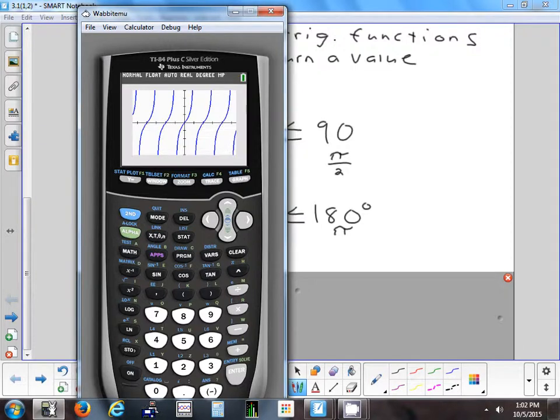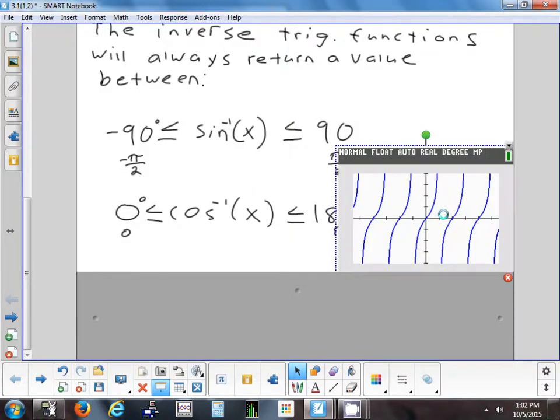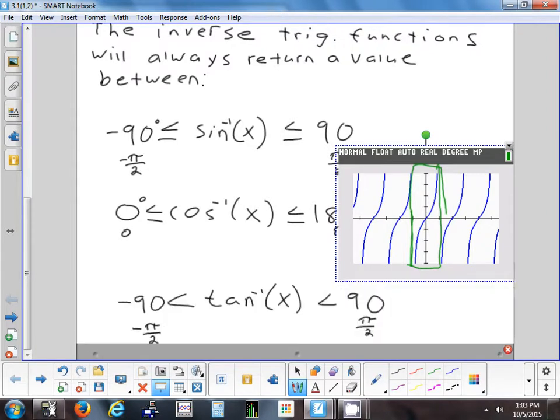But still, same idea. If I drew a horizontal line, would it hit those blue lines more than once? Yeah, everywhere it hits it would be an answer. So what we can do is narrow down where we're going to look. And this time we're going to look in this area. What I just put a green box around, that's negative 90 to 90. If you focus on what's in that green box and eliminate everything else, you only get one answer. So for inverse tangent, we're back to negative 90 to 90.